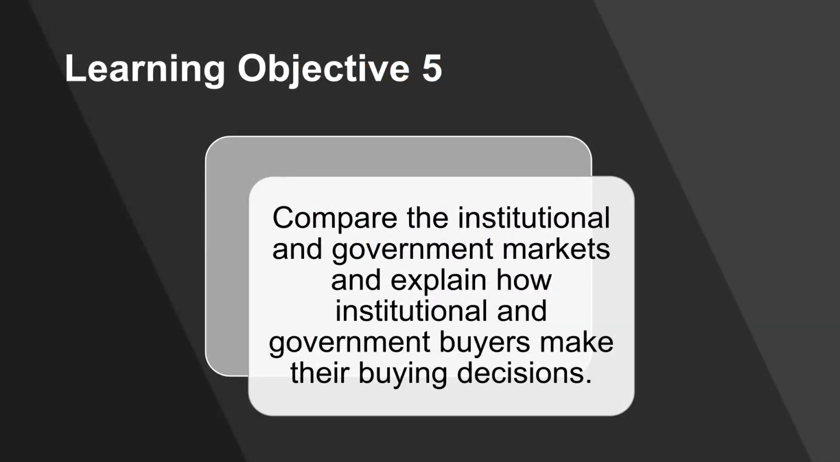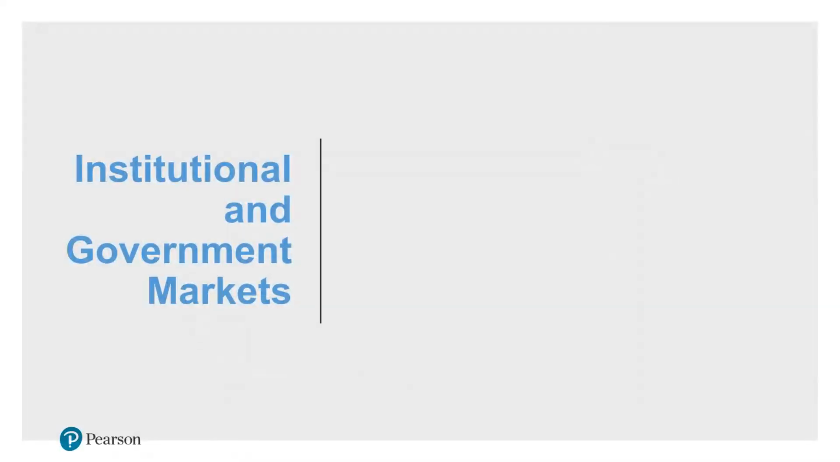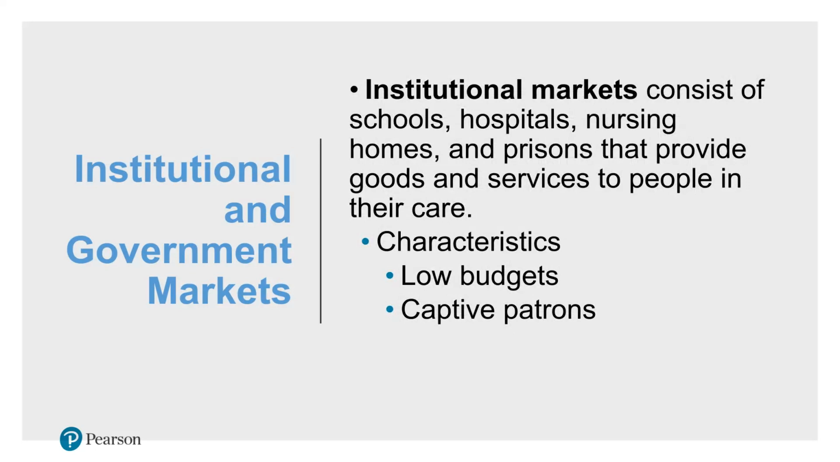So the last objective is let's take a look at institutional and government markets and how they buy. Institutions and governments are really, really interesting. It consists of schools and hospitals and nursing homes and prisons, and they usually have lower budgets. And they usually have a very systematic and even very policy-based way that they have to purchase. And they have a lot of rules, especially if it's government-based.